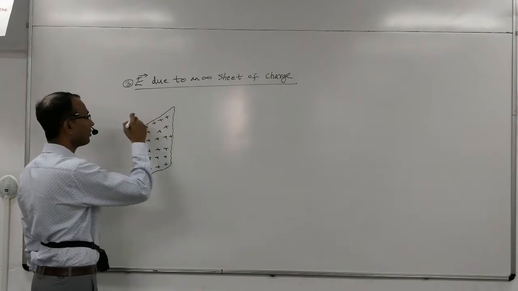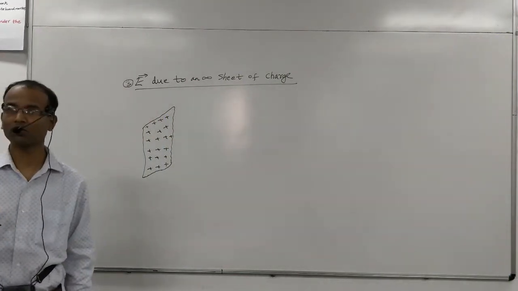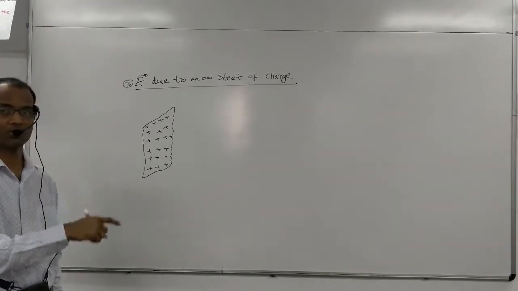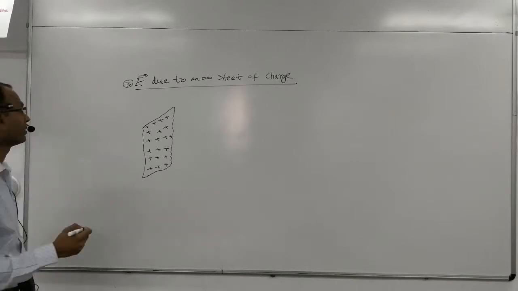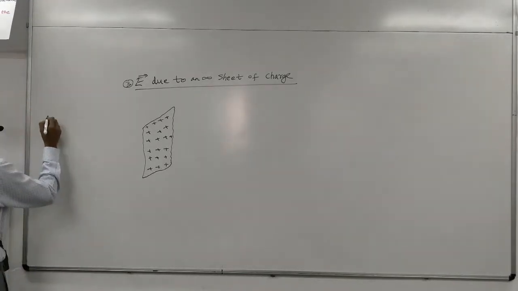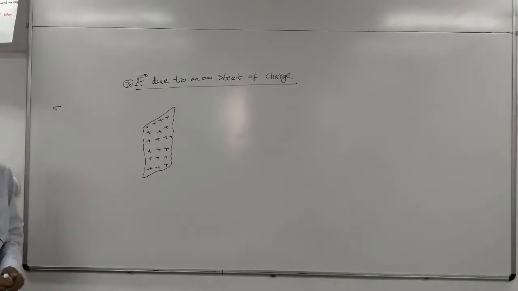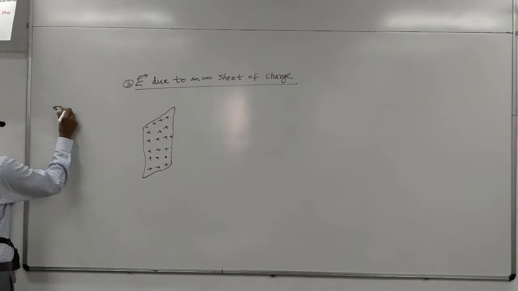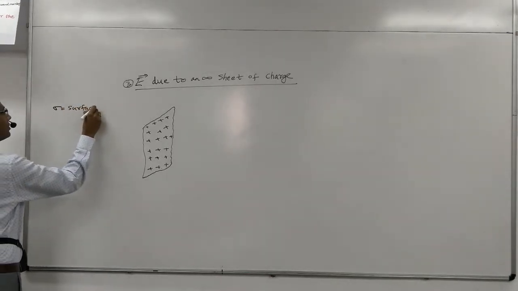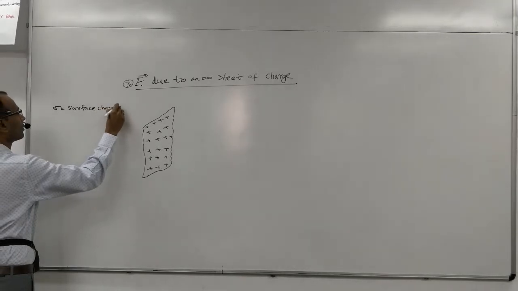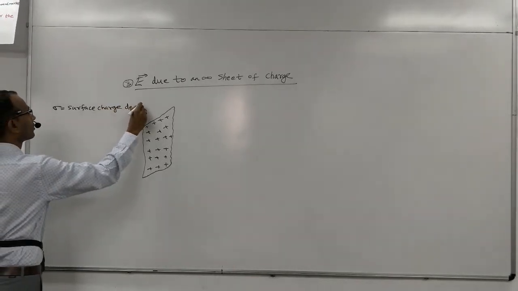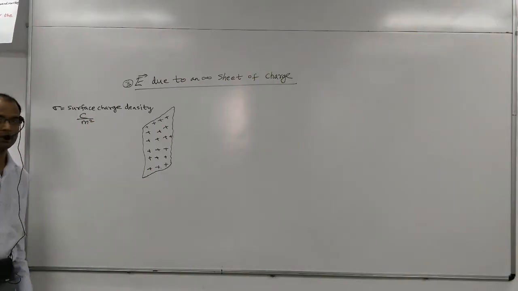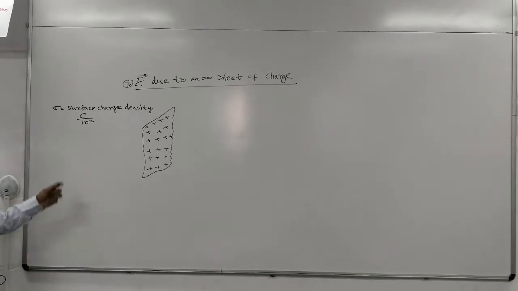and let us say, now when we had an infinite line of charge, we used the concept of linear charge density, lambda. Now we have surface of charge, so we'll use surface charge density sigma. So let sigma equal to surface charge density, so it will be in units of coulombs per meter square. Linear charge density was coulombs per meter, this is coulomb per meter square.